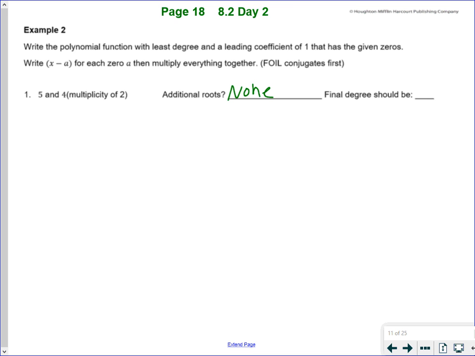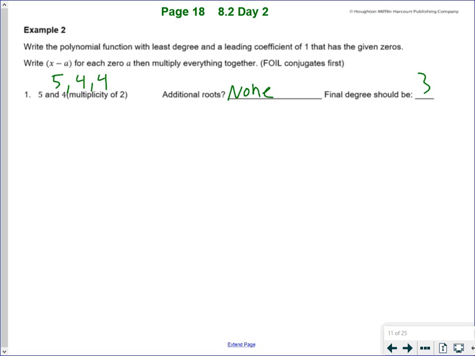Next, we need to figure out what our final degree should be. The final degree of a polynomial should be the same as the amount of zeros that we have. In number 1, you see we have 3 zeros. We have 5, and we have 4 twice. Remember, multiplicity means how many times that zero is happening. We have a multiplicity of 2, that means 4 is happening twice. So we have 3 zeros: 5, 4, and 4.